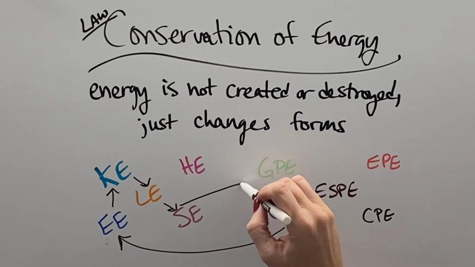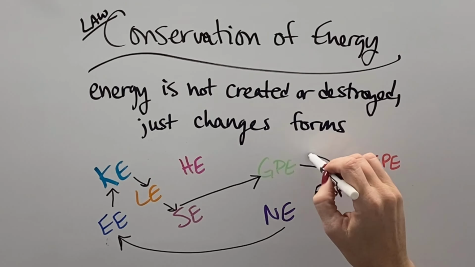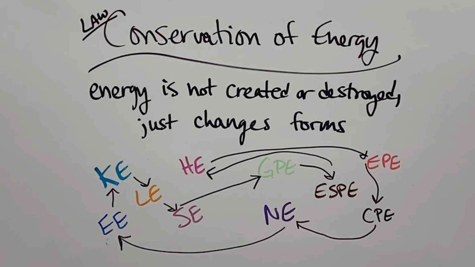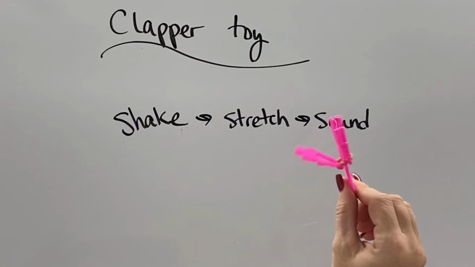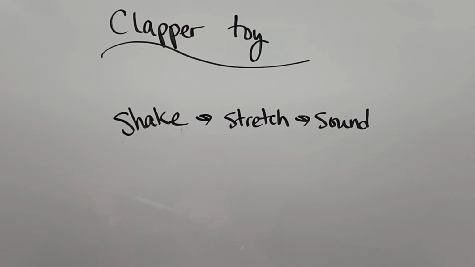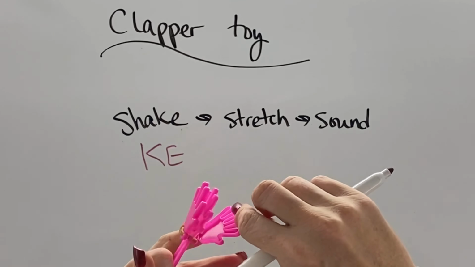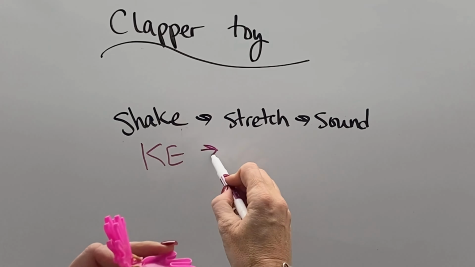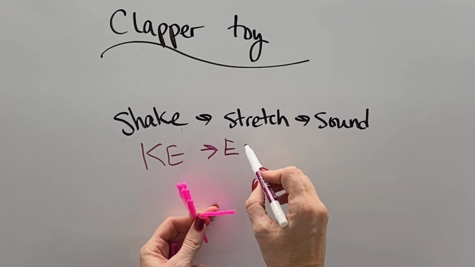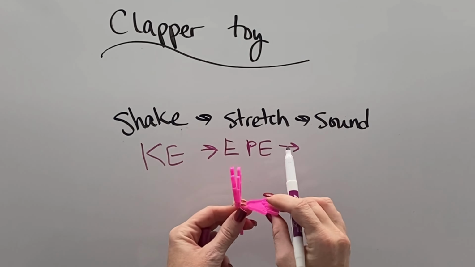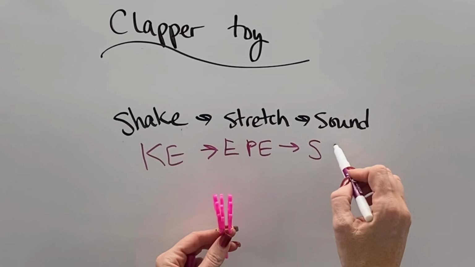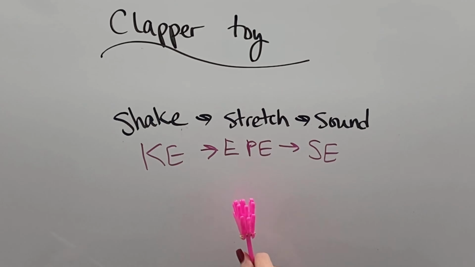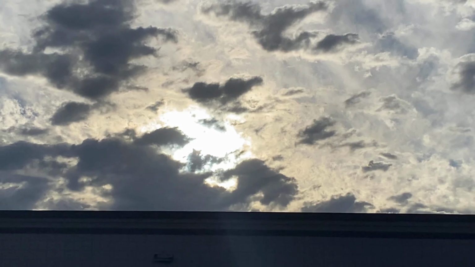The law of conservation of energy states that energy isn't created or destroyed, it just changes forms from one form to another over and over. So, if we look at some toys like this clapper toy, we shake and stretch and make sound. We see that it has kinetic energy, stretches the rubber band, which is elastic potential, which then turns back into kinetic energy and makes sound over and over and over again.